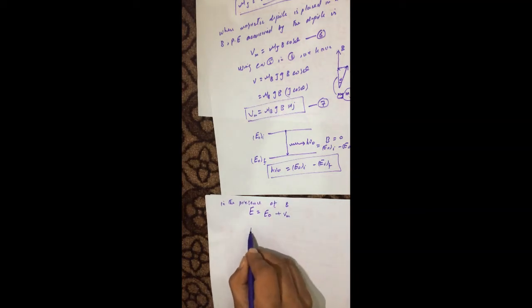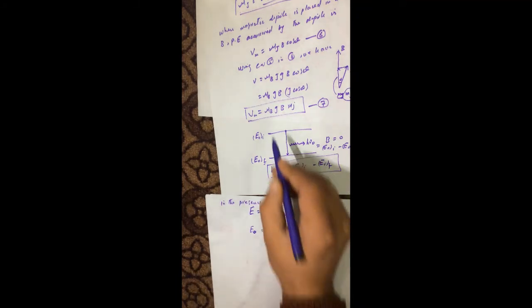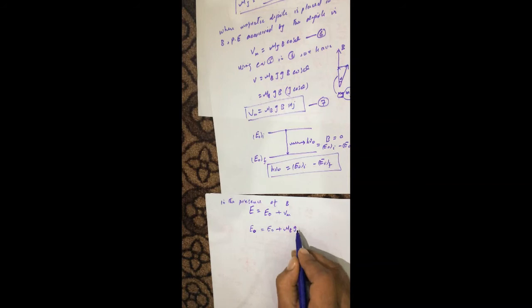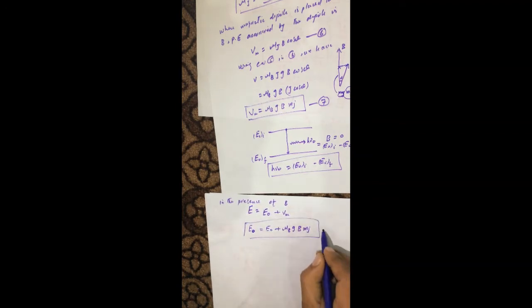Or we can write E is equal to E naught plus Vm, whose value is mu B, then B, and then g and Mg. This is equation number 9.